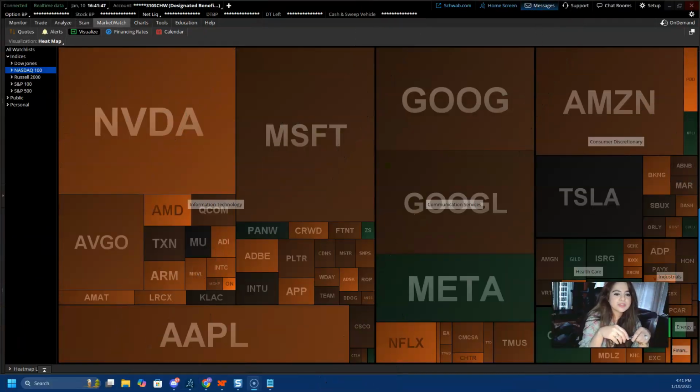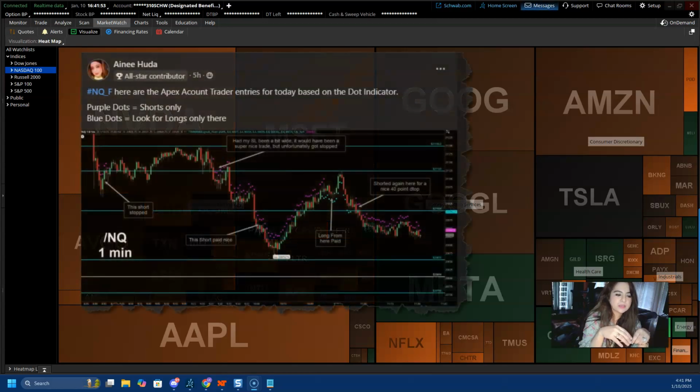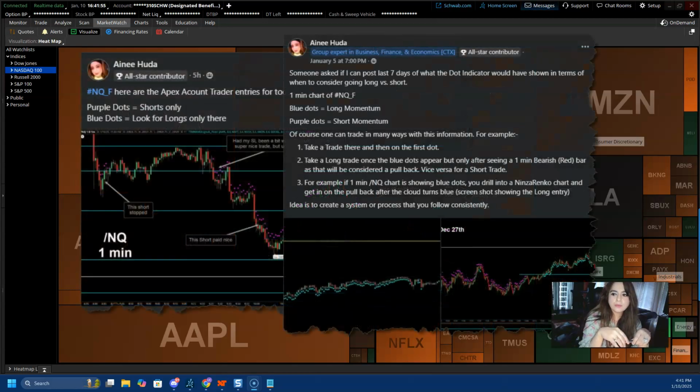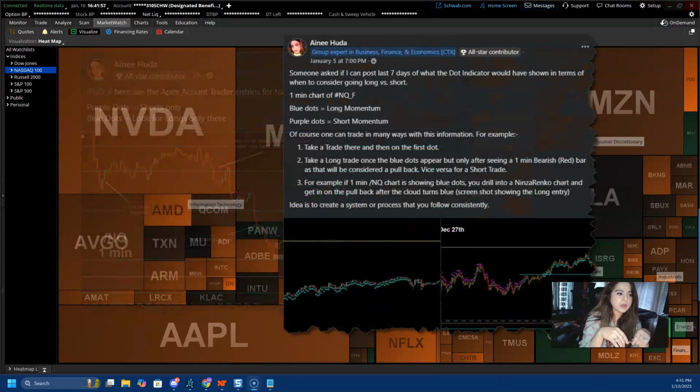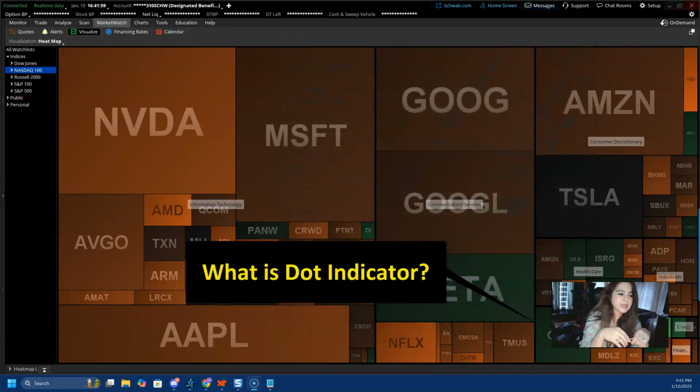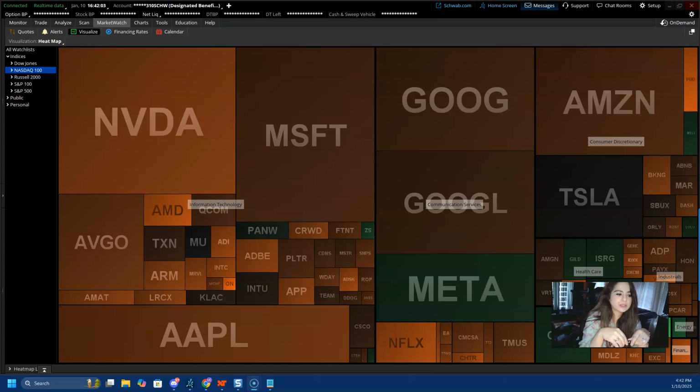I just wanted to touch base with you guys regarding our dot indicator. I've been getting a lot of questions, as you know, since I've been posting my trades on Facebook, regarding what this dot indicator is. So I just wanted to break the mystery and give you some information about it.